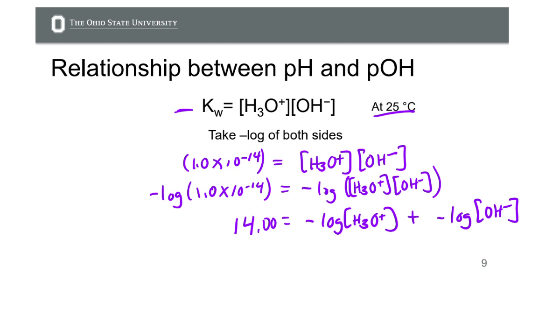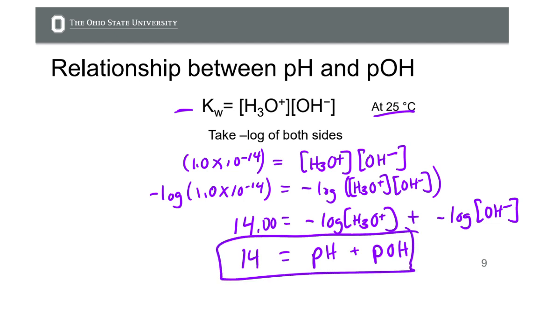Okay, but what is minus the log of H3O plus? pH. And what is minus the log of OH minus? pOH. And so we can relate pH and pOH through this equation: pH plus pOH equals 14 at 25 degrees C.